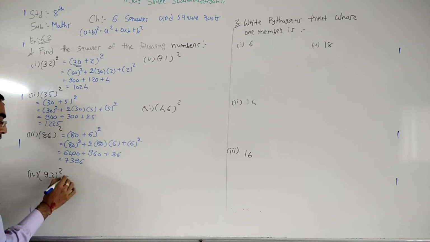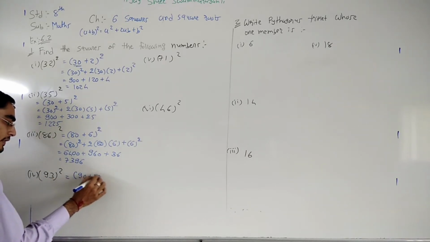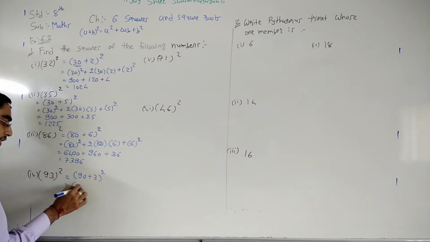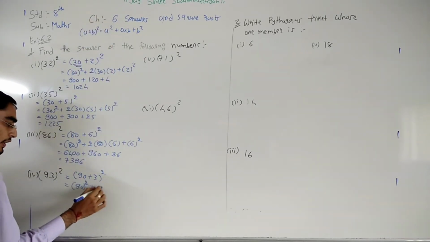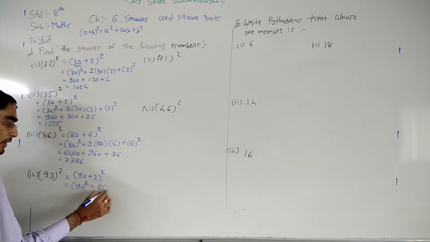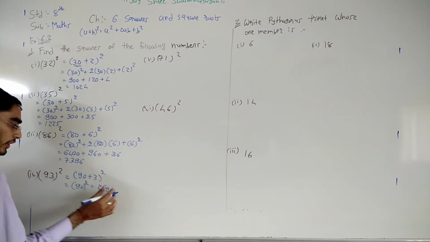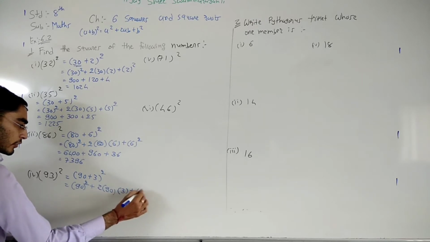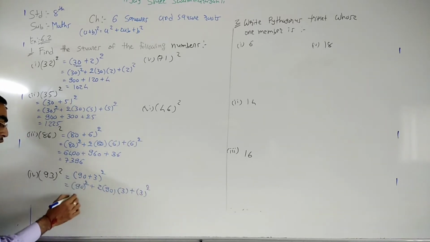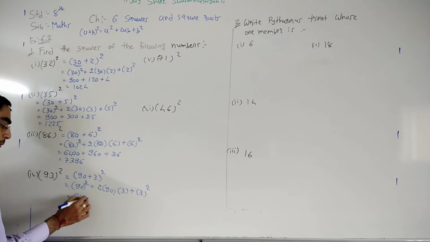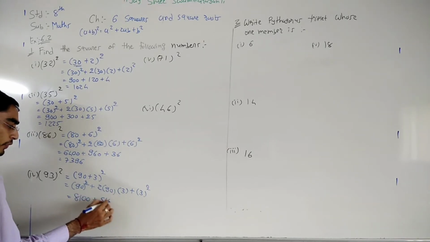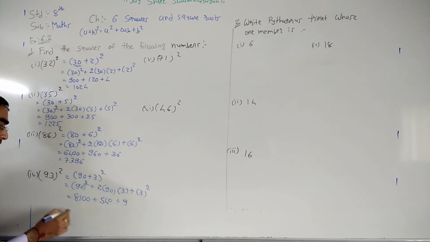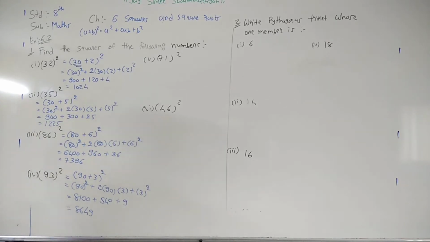Now 93 all square, so 90 plus 3 all square. First term 90 all square, a square, plus 2 multiply 90 into 3, that is 2 multiply first number 90, second number 3, and then second number square. Now 90 all square: 9 square is 81, and the 0 becomes twice, 8100. Now 3 2s are 6, 9 6s are 54, so 540, and 3 square is 9. So here we have 8649.